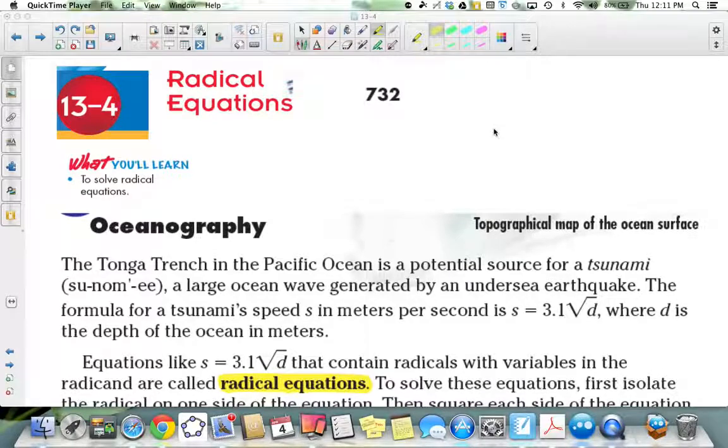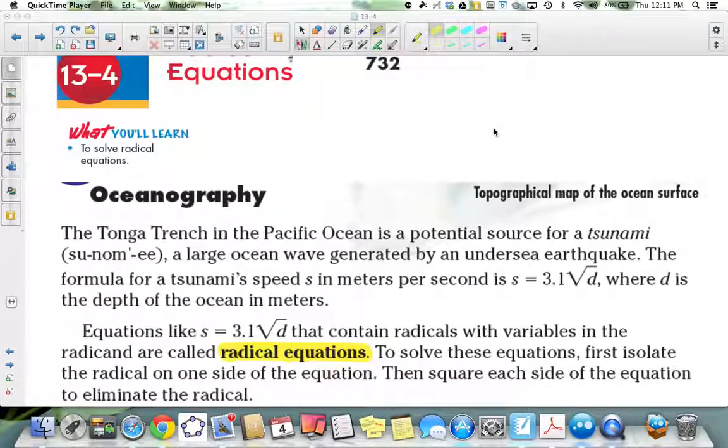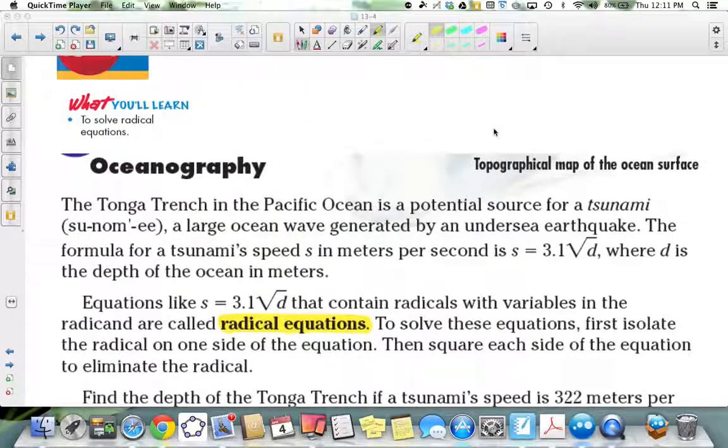This lesson is on radical equations. The objective of this lesson is to solve radical equations. Let's consider this example. Tonga Trench in the Pacific Ocean is a potential source for a tsunami. A tsunami is a large ocean wave generated by an undersea earthquake.